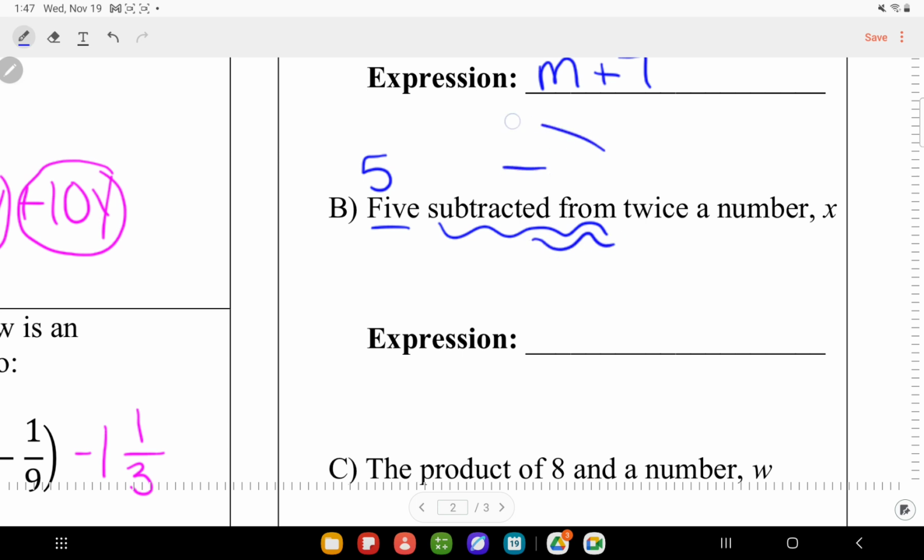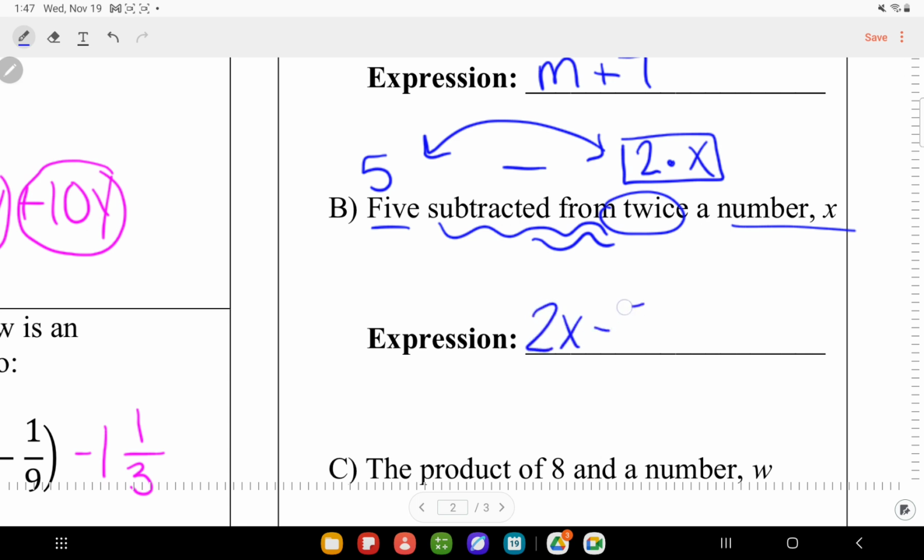5 subtracted from, so 5, bring that up, subtracted from. From is also a switch word, so we're going to put a minus sign, but also arrows to show that we're switching the order. Twice is not just times, it's a specific type of times. It's 2 times a number x. 2x is a package deal, and we're going to go ahead and switch the order with those two. 2x goes first, minus 5.